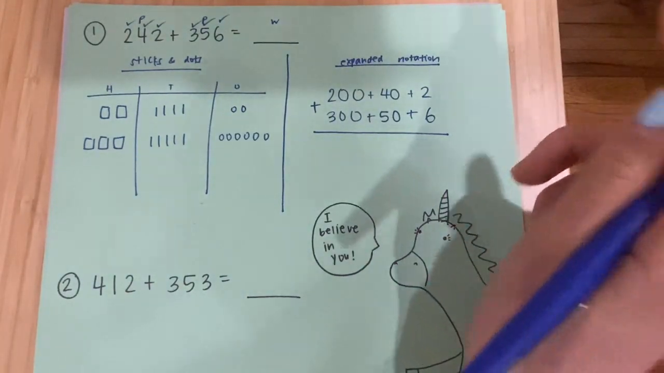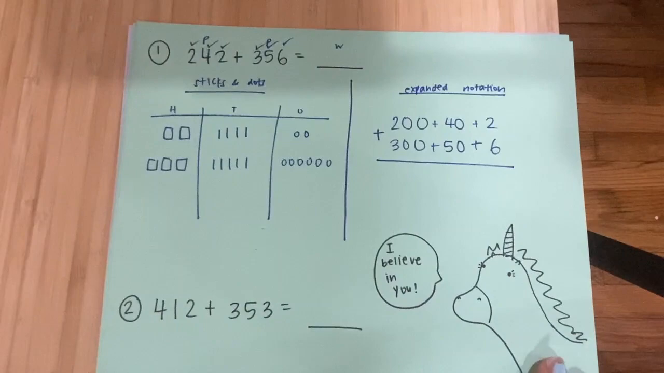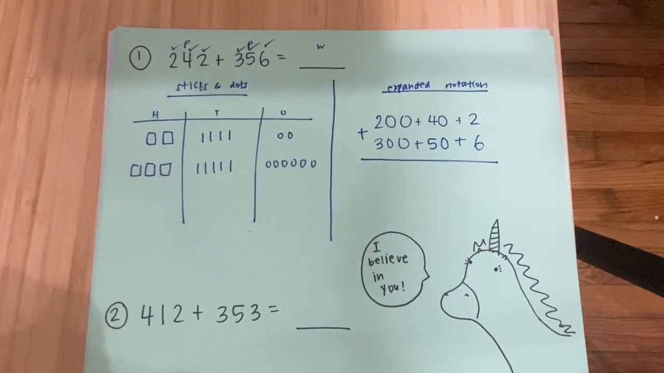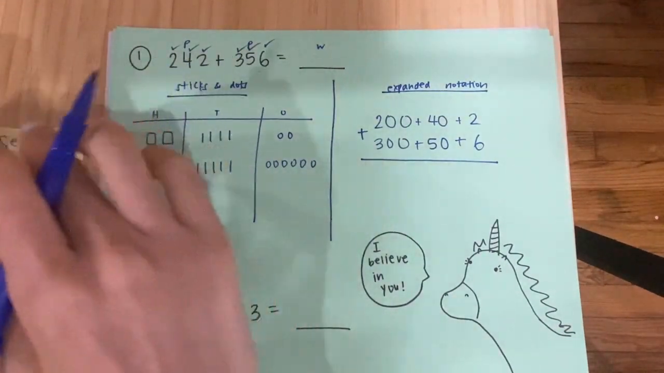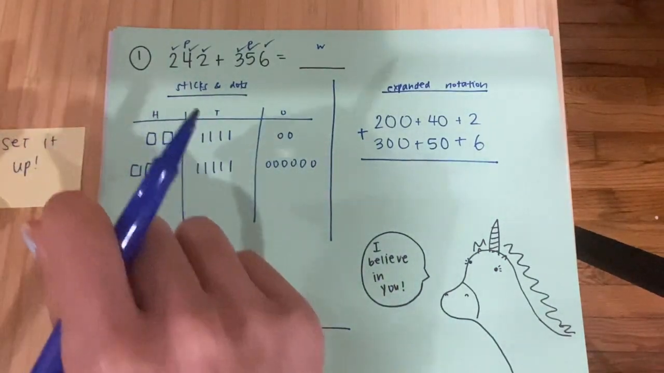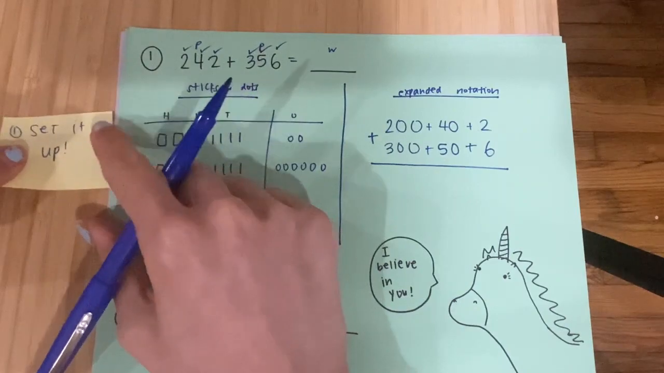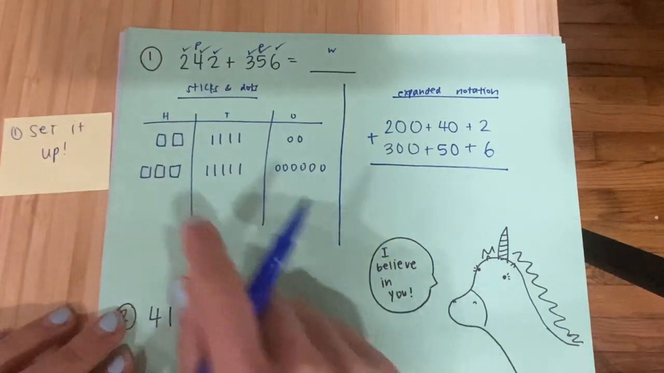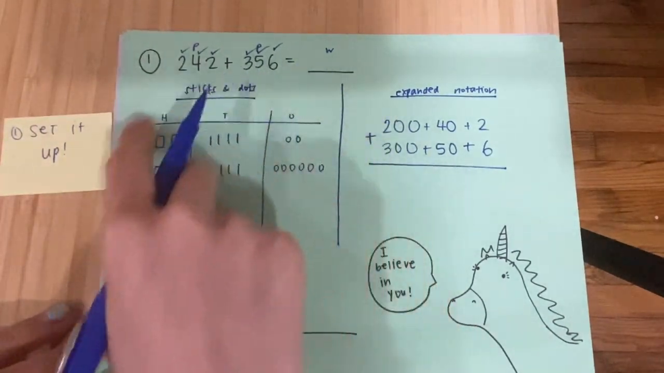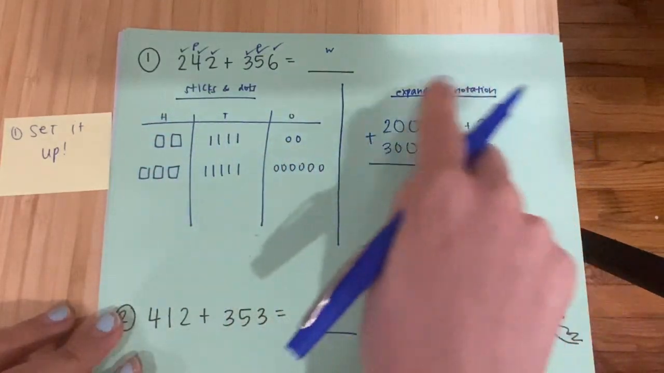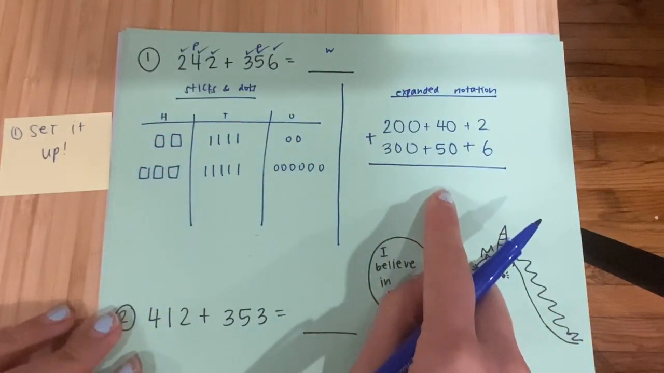Okay, so the first step was to set it up. So let me show you. The first thing I did, oops, let me move it closer. Can't really see in the video. Okay, so the first step was to set it up. I set it up in my sticks and dots, and I set it up in my expanded notation.